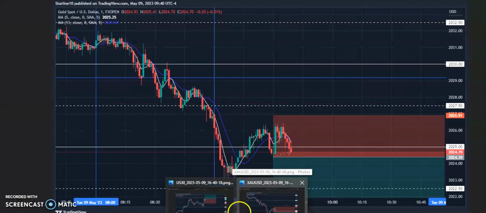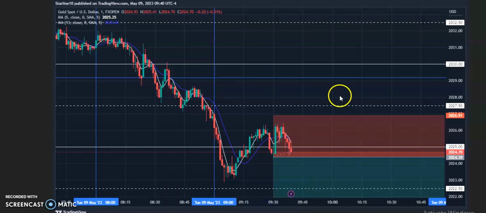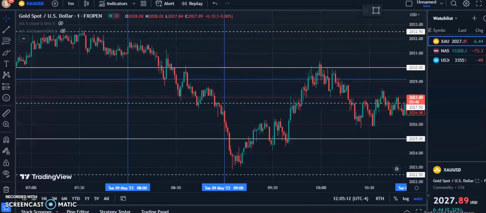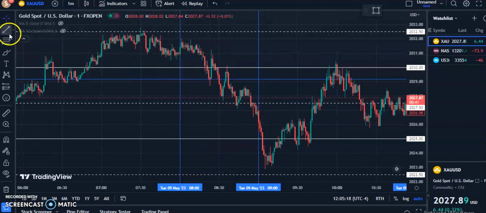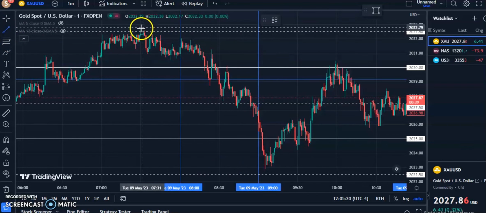Yes, this was my entry. I thought after 9:30, after this engulfment, I thought it had already finished its retracement. But where is the confirmation? You see, just like in US30, I should have waited for the market to give me confirmation. Now, as you can see, the first hour gives us this trend line.